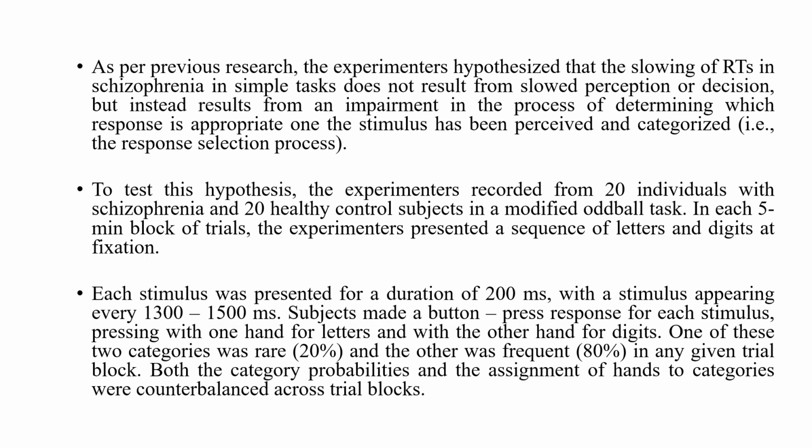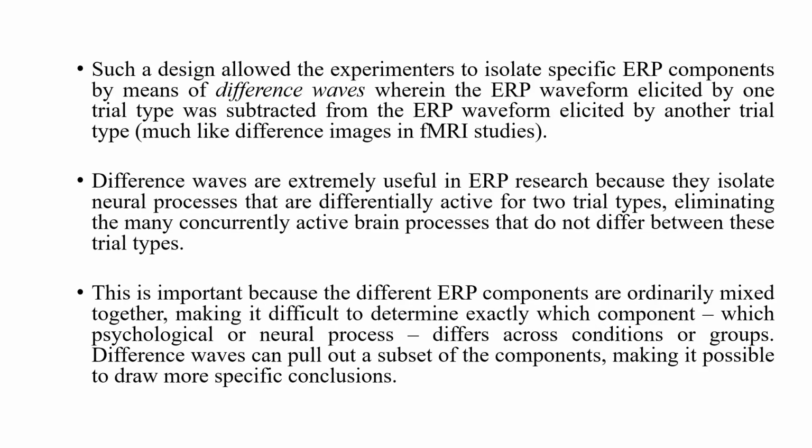Now, one of these two categories was rare. Remember the oddball paradigm? So, one of these two categories was rare and the other was frequent. One came around 20% of the time and the other came around 80% of the time in any given block of trials. Both the category probabilities and the assignment of hand to categories were counterbalanced across trials. So, sometimes the letters will come 20% and the digits will come 80%, sometimes the digits will come 20% and letters will come 80%, sometimes you have to respond with the right hand to the digit, sometimes with the left hand to the digit. Alright. So, these things were counterbalanced across the experimental blocks.